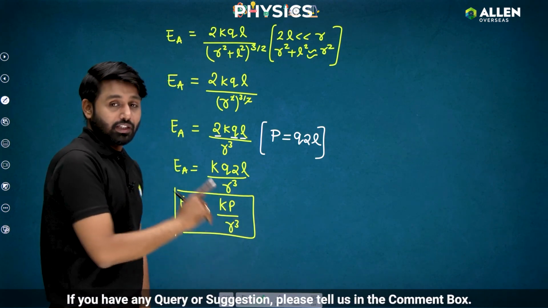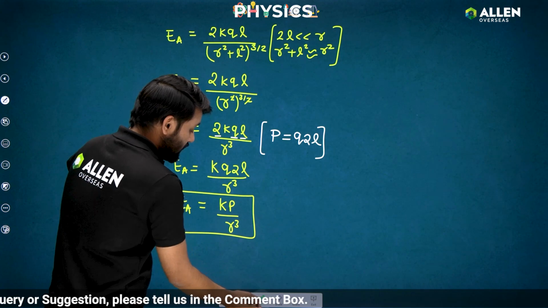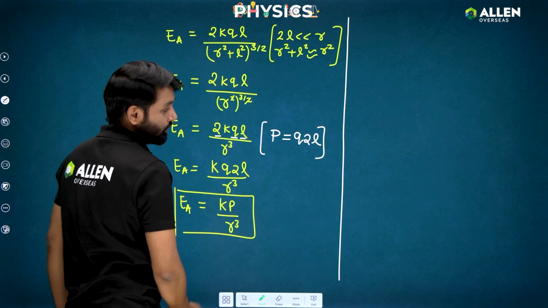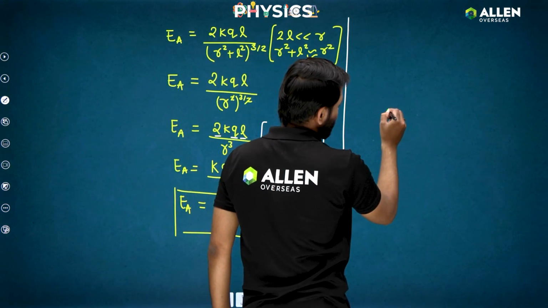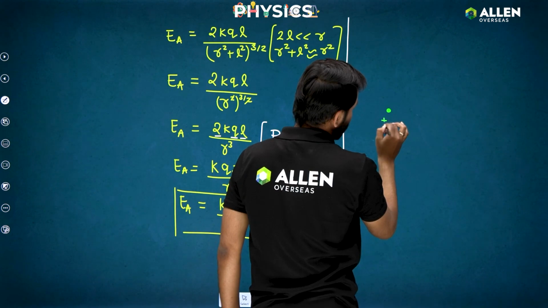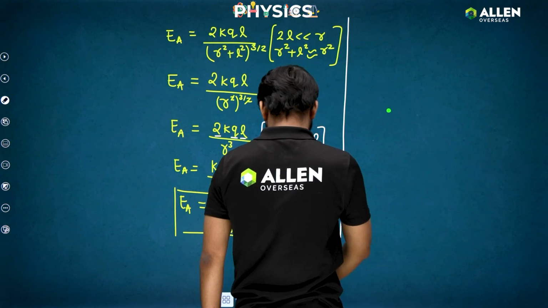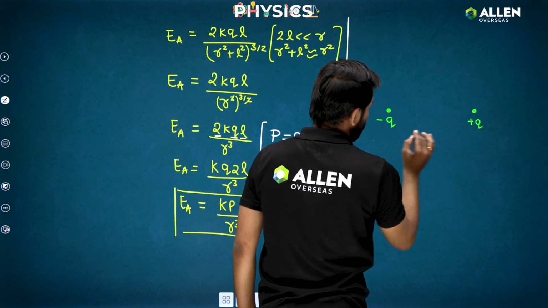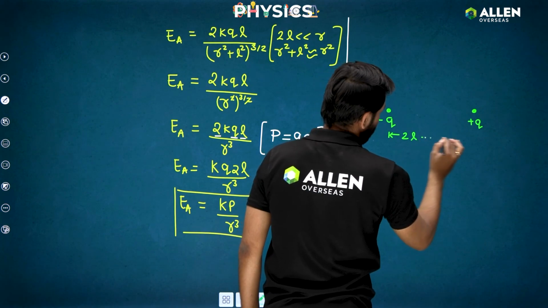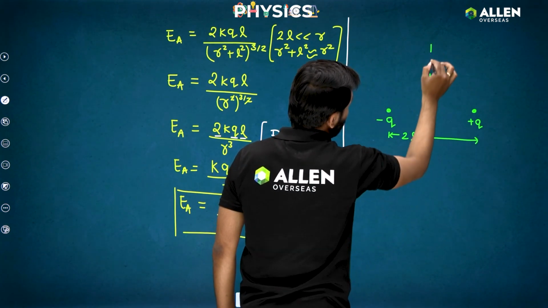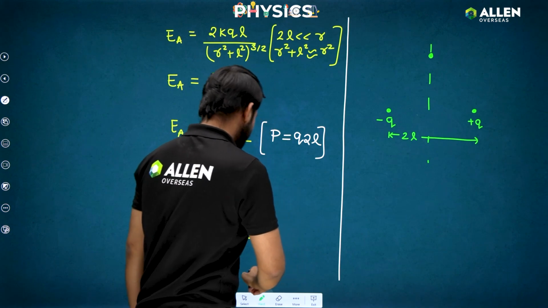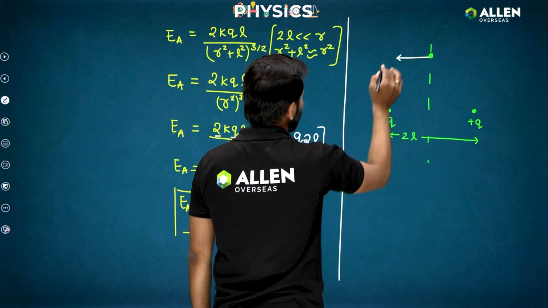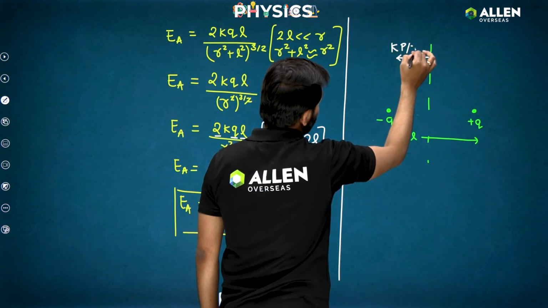Okay, Kp upon R cube, you have to remember this one. You can say, sir, what about direction? So just see, direction I am representing. You can see here, this is our dipole, right? Here is minus Q and here is plus Q, and separation between them is 2L, right? And this is the point at which we have to find electric field, right? So net electric field is coming in this direction, right? This electric field magnitude, if I talk, that is Kp upon R cube.